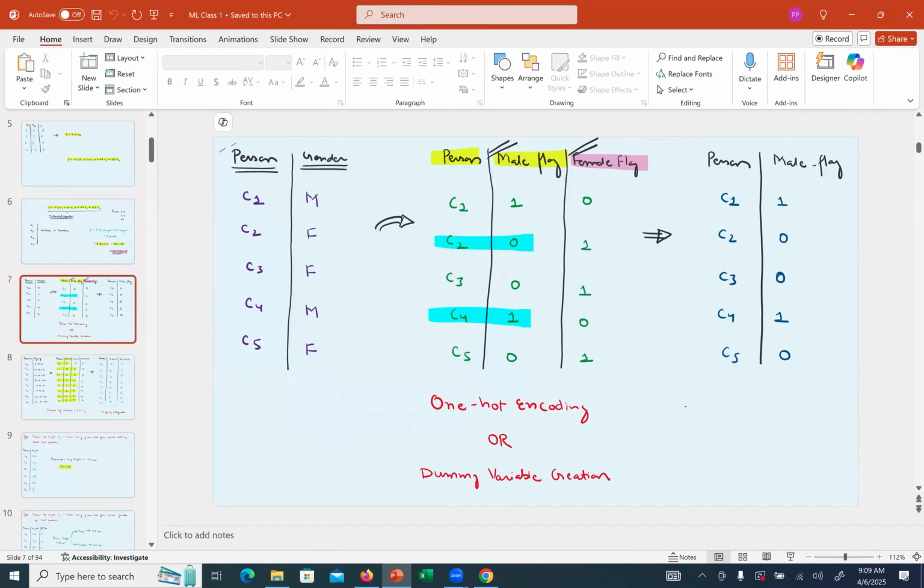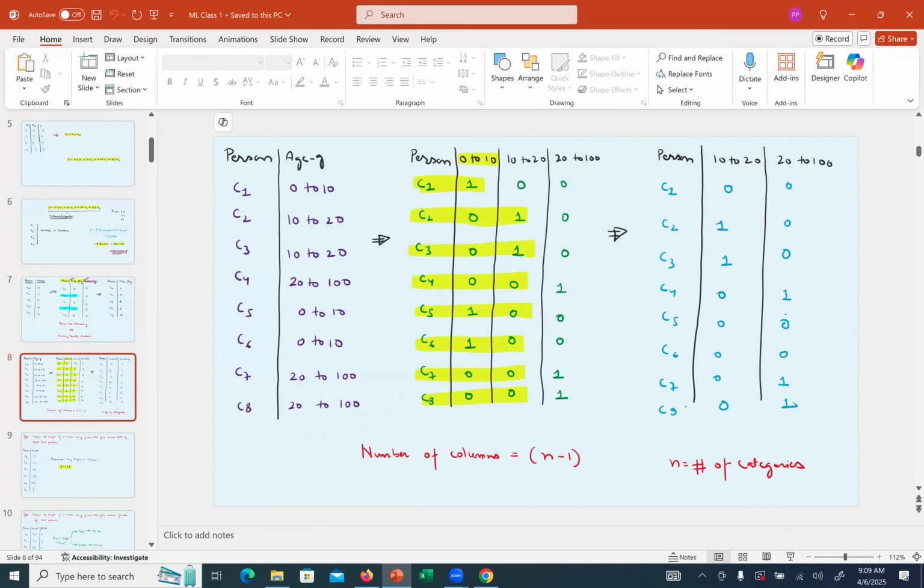So here we can obviously see that male flag and female flag both are not required. Any one of these two will work. If you give me male flag, that is also fine. If you give me female flag, that is also fine. But only one is enough, because if you give me one, I can tell you the value of the other.